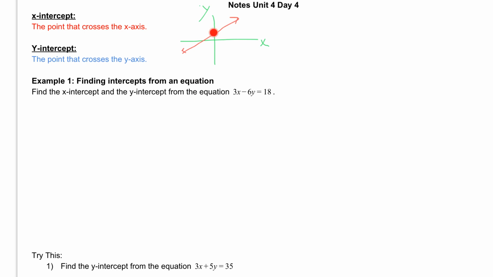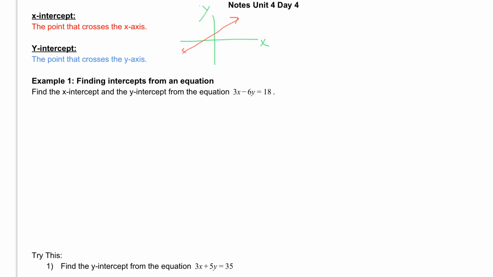Similarly, if I take a look at my y-intercept, which would be this point right here, this is where it's crossing over the y-axis. Any point that I get on the y-axis, what do I know about x? Well, on the y-axis, I know my x is going to be 0 because I'm not going anywhere left or right. So those two ideas are what we're going to use in order to find our intercepts in the next example.